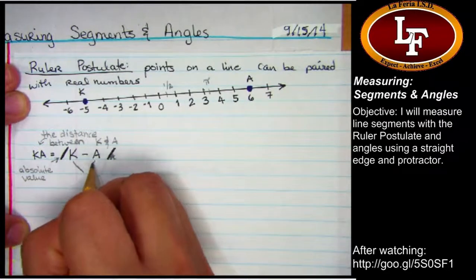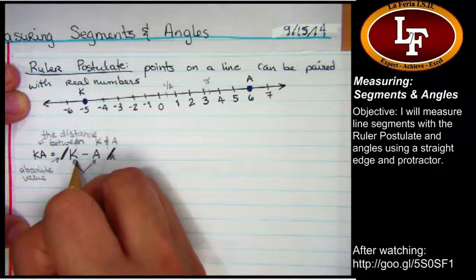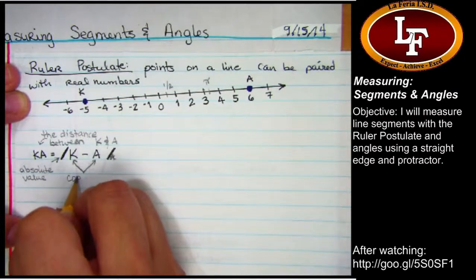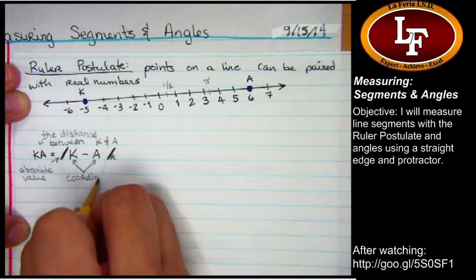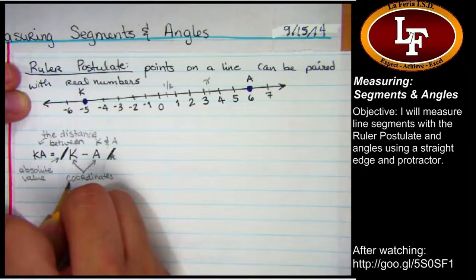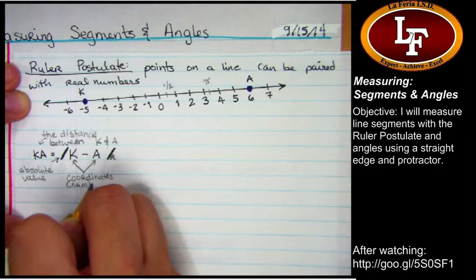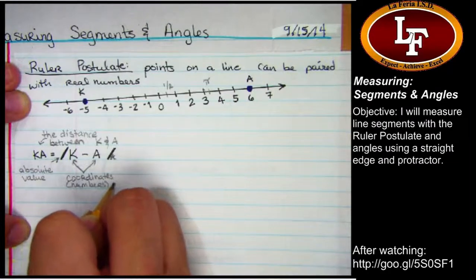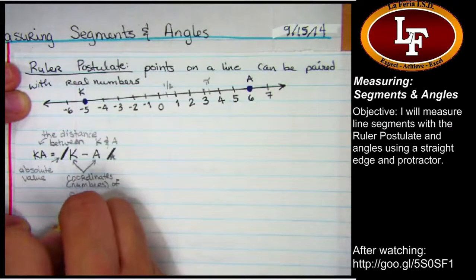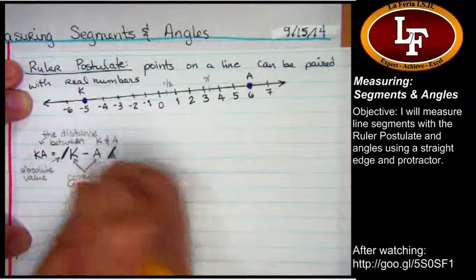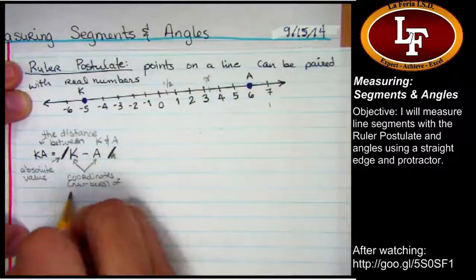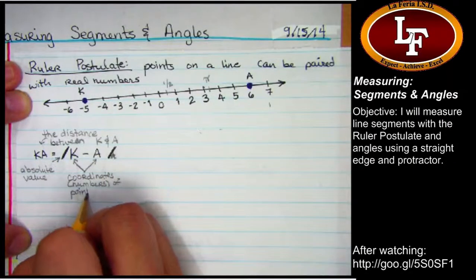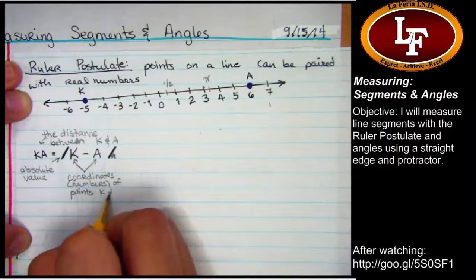And then we have the point names. In this little formula, these point names are actually talking about the coordinates, the numbers of the points K and A. I was about to write paints. The points K and A.